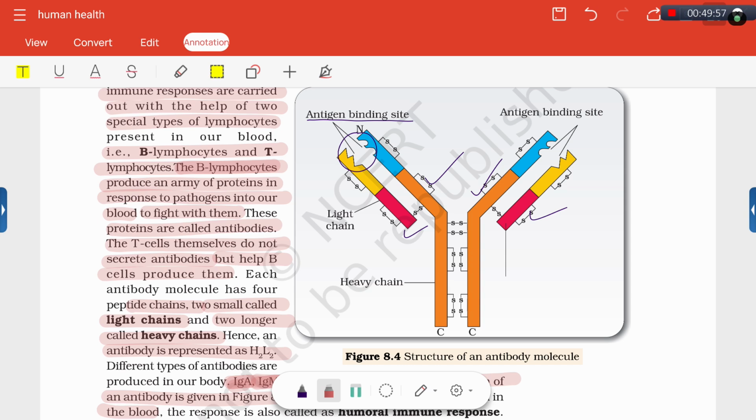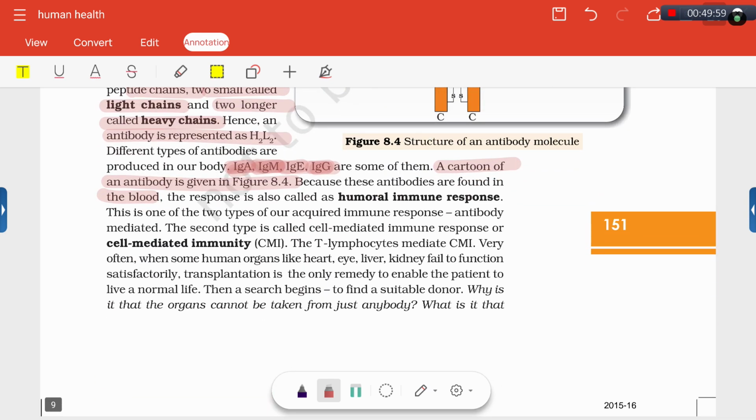Because these antibodies are found in the blood, the response is called humoral immune response. Have I mentioned the term humor in the beginning of my lecture? What is it? Body fluid. Blood is one of them. That's why antibody-mediated immunity is called humoral immunity.